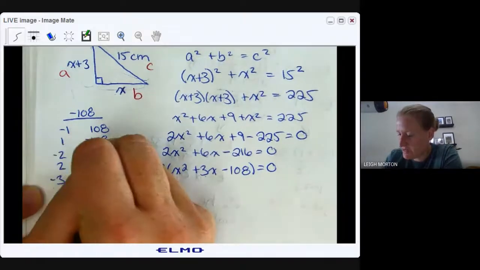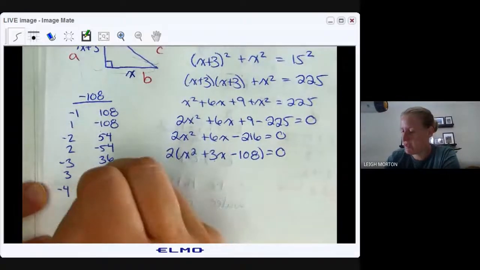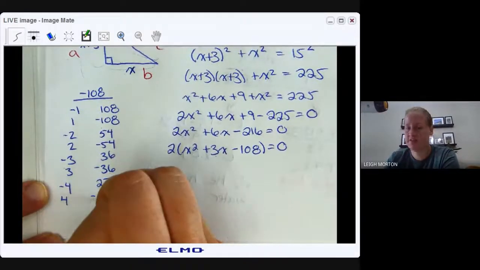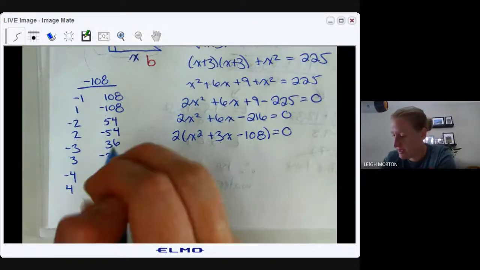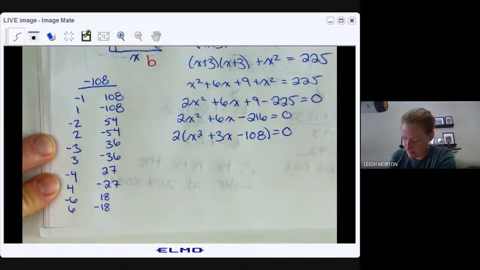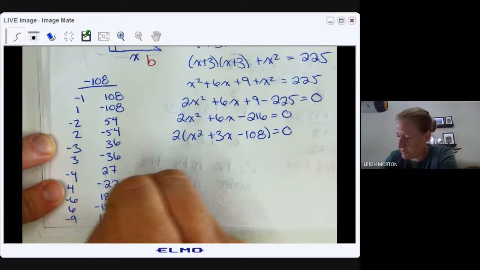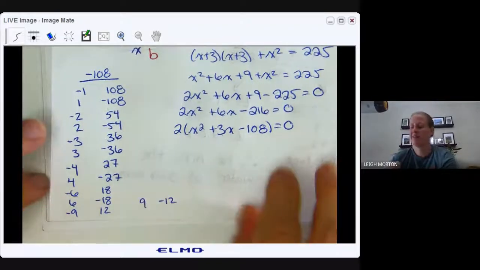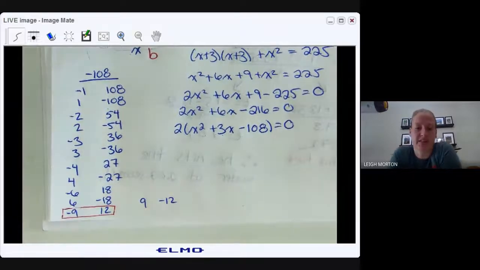Negative 3 and 36, positive 3 and negative 36. Negative 4 and 27, positive 4 and negative 27. 5, no, 6. Yep. Negative 6 and 18, positive 6 and negative 18. Not 7. Not 8. We could have negative 9 and positive 12, or 9 and negative 12. Oh, pretty sure this right here adds up to positive 3.